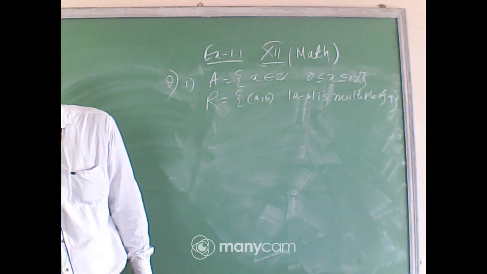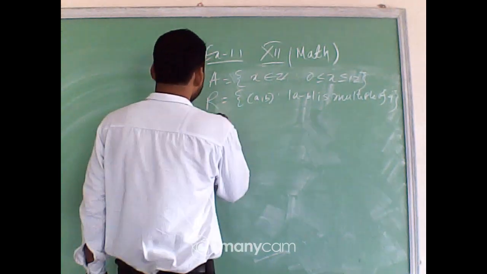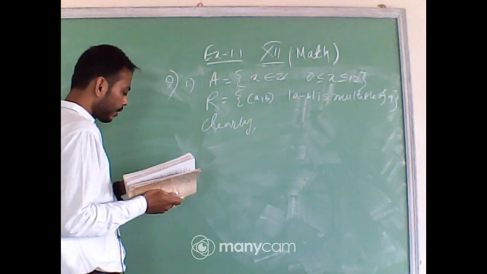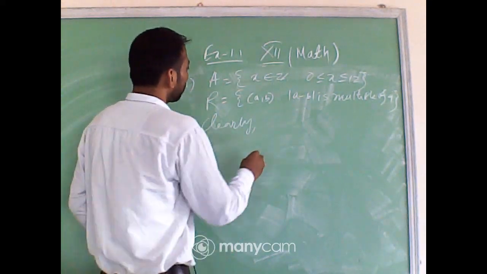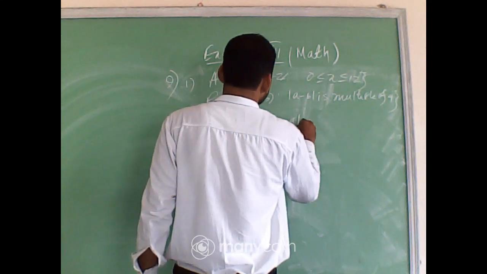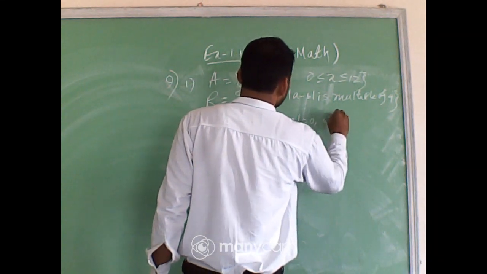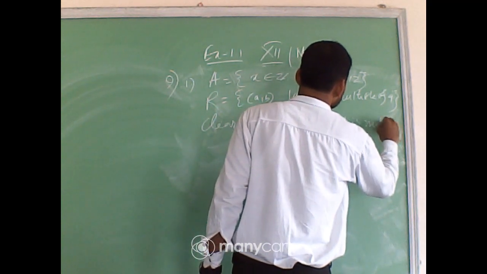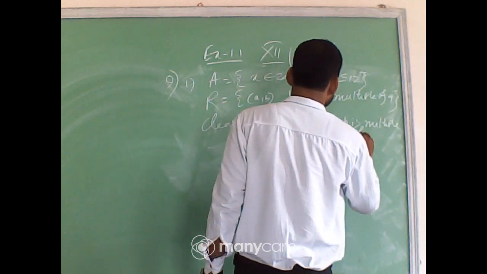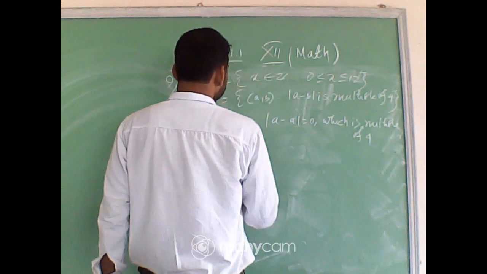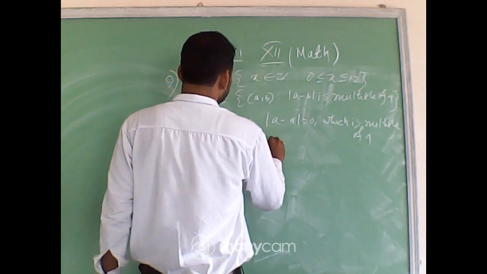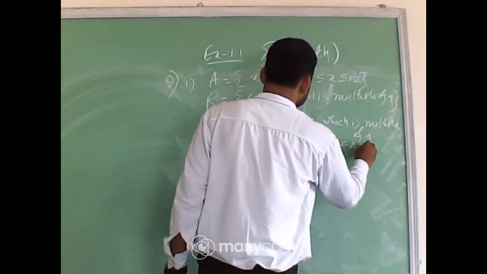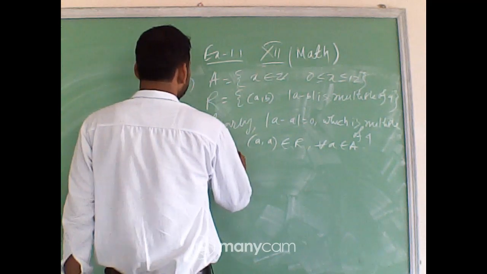Is it reflexive? Tell me. You have to show that this relation is an equivalence relation. |a - a| = 0, which is a multiple of 4. Okay. Therefore, the ordered pair (a, a) belongs to R for all a belongs to A. Therefore, R is reflexive.